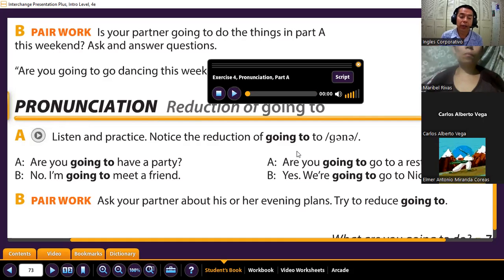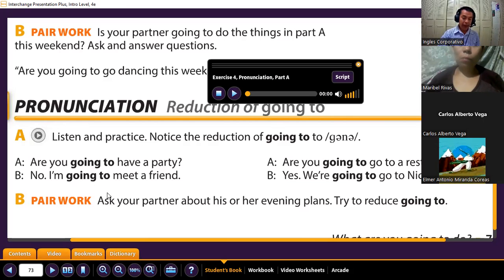Good. So gonna. I'm gonna have a party. Gonna have a party. Gonna meet a friend. Gonna go to a restaurant. Gonna go to Nick's Cafe. Right? Gonna. No going to, but gonna. Okay? Good. Now, let's make the practice, everybody. So, let me say, A and B, the first two, right? The first two.